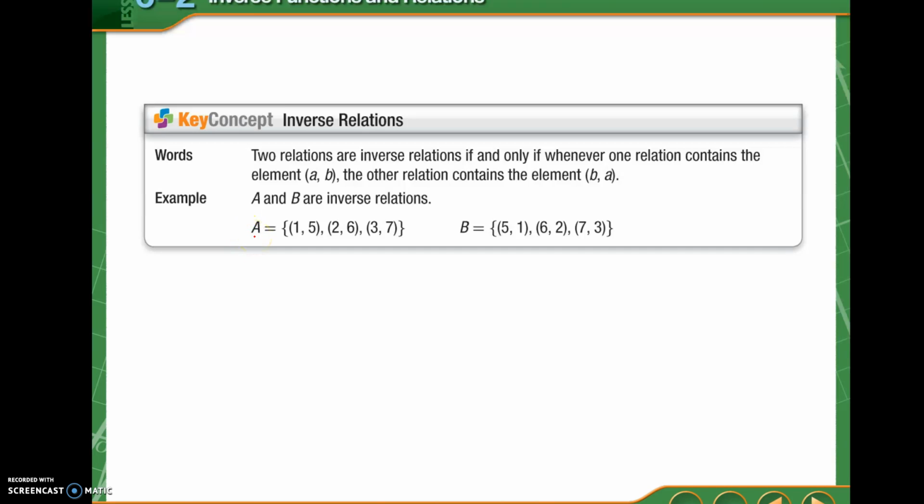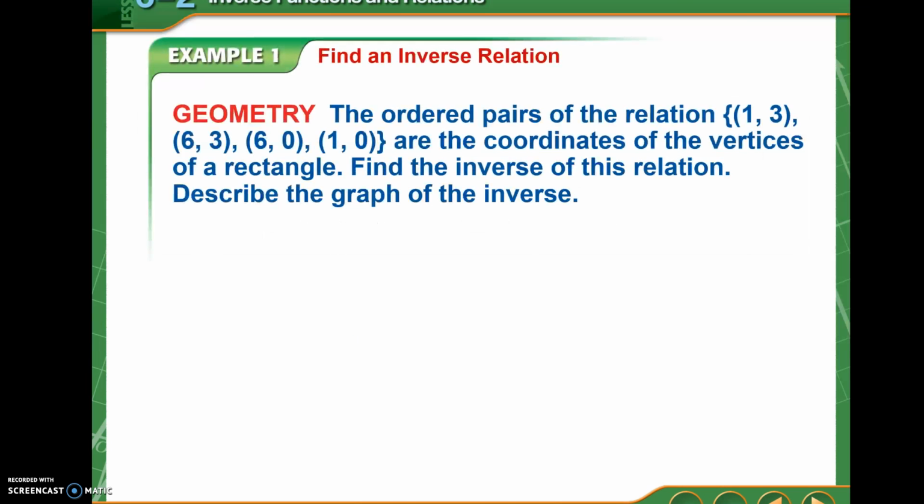A and B are inverses because you see A is the (0, 1) and B is the exact opposite, (1, 0), and so on. So we're just kind of flipping that X and Y. And what you see on there, so our inverse relations of this would be (3, 1), (3, 6), (0, 6), and (0, 1).